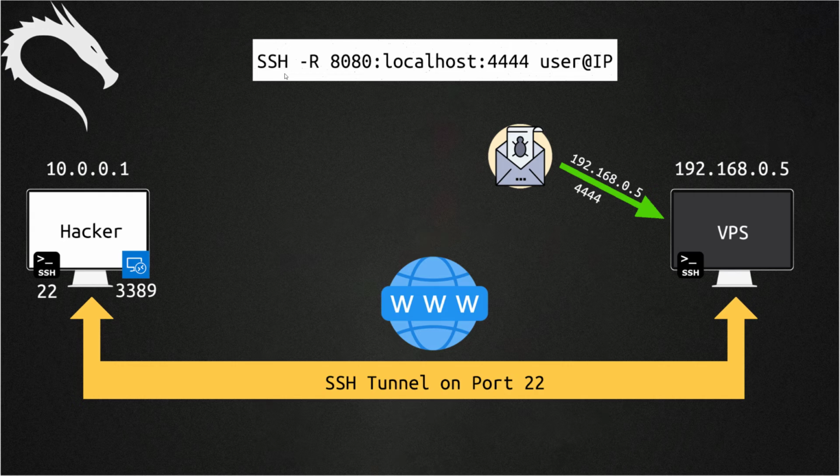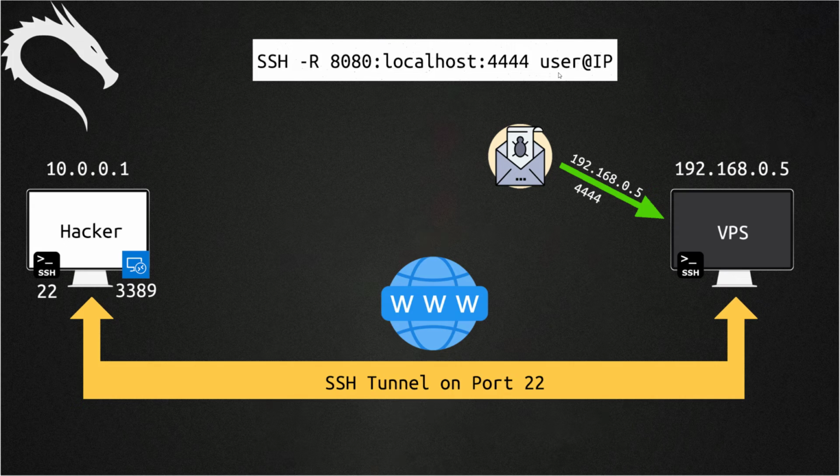It starts with SSH as usual and then -R to specify that it's a remote port forwarding. And then we want to specify the port we are going to use to listen for the incoming connection. And you can see here that port 4444 is going to be forwarded to the local host, which is the attacker or the hacker machine that's listening on port 8080. And then we specify the credentials like the username of the VPS and the IP address of the VPS.